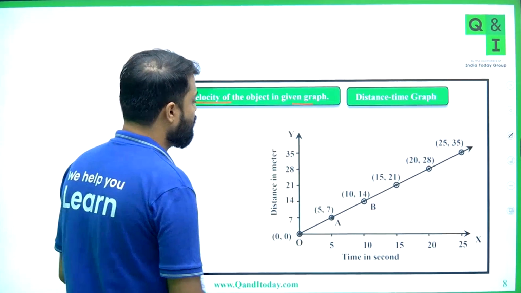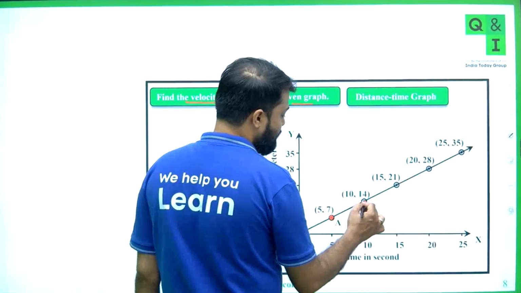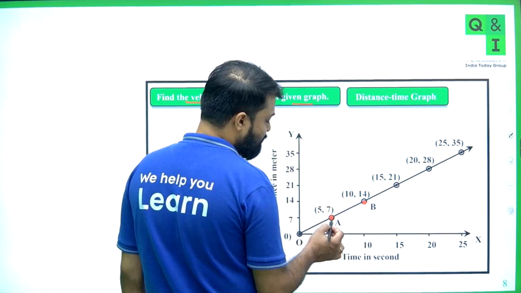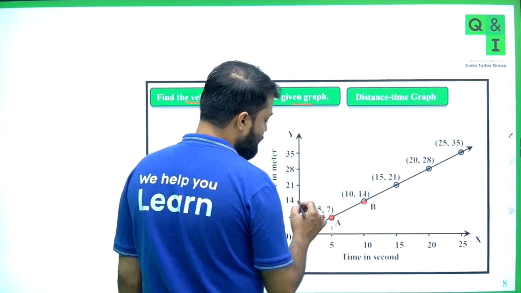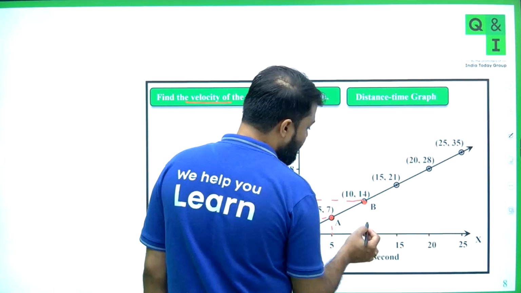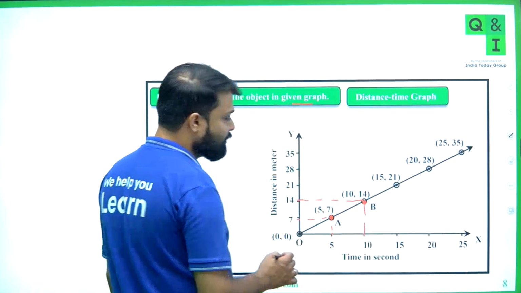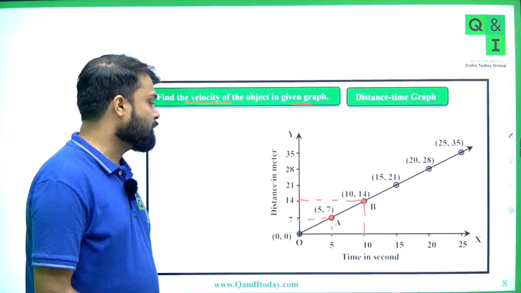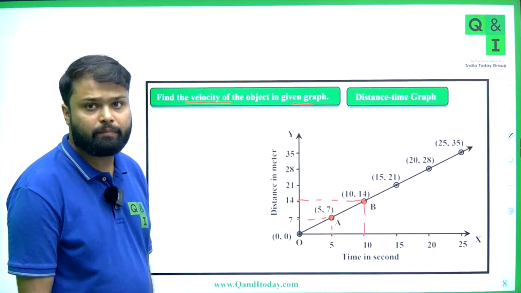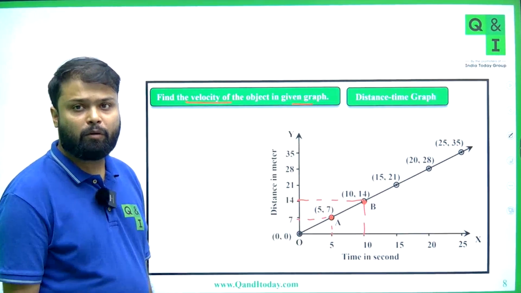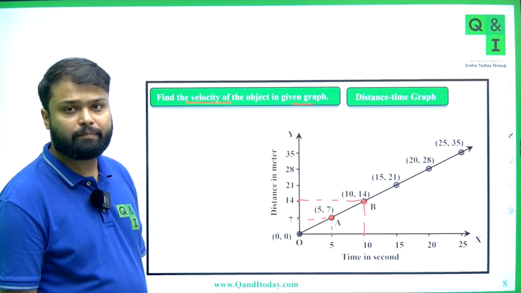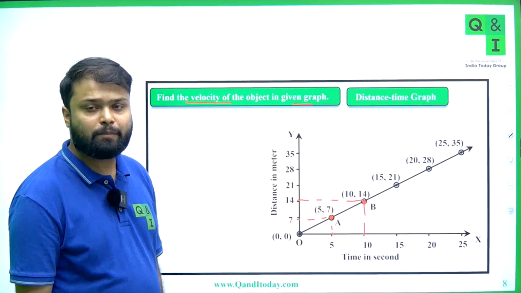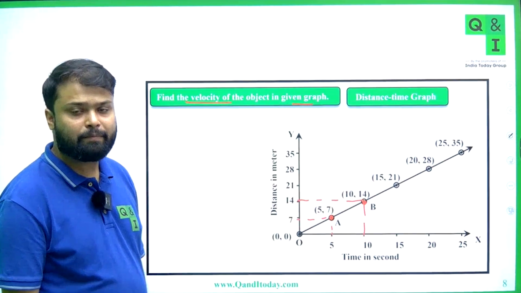Now if we talk about two points, A and B. At A, time is 5 seconds and distance covered is 7 meters. Similarly, for point B, time is 10 seconds and distance covered is 14 meters. Yes or no? So can anyone tell me what is the displacement from A to B?